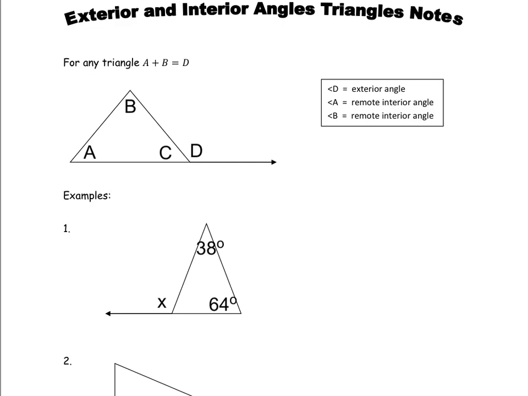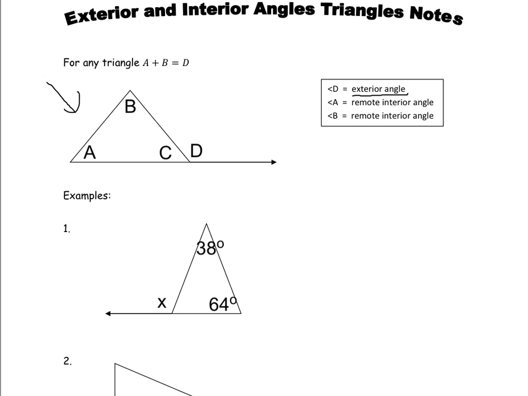Hey guys, today we're going to talk about exterior and interior angles of triangles. If you can see here, we have triangle ABC, and I extended side AC and made an exterior angle, called it D. D is what we call an exterior angle of a triangle.